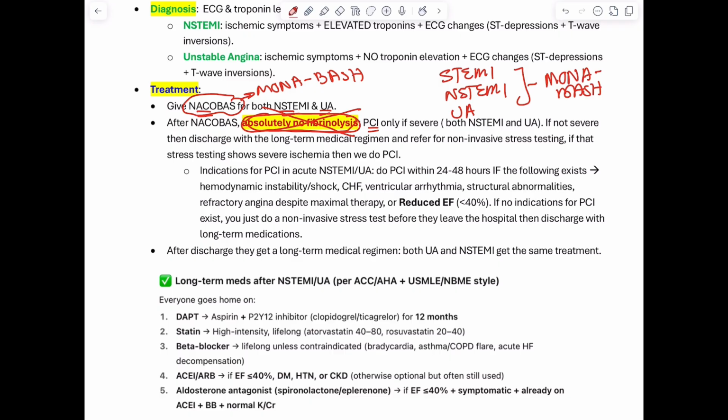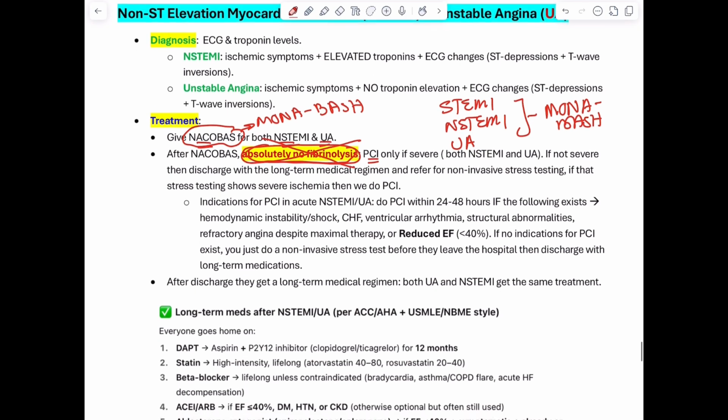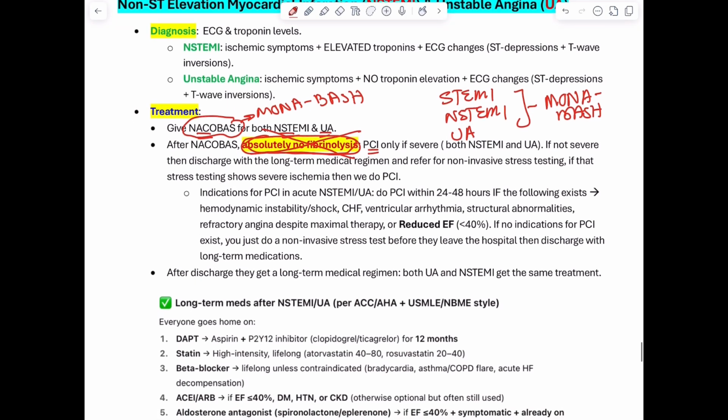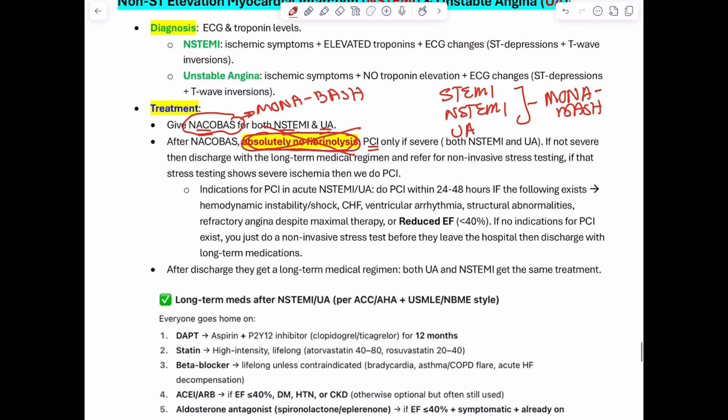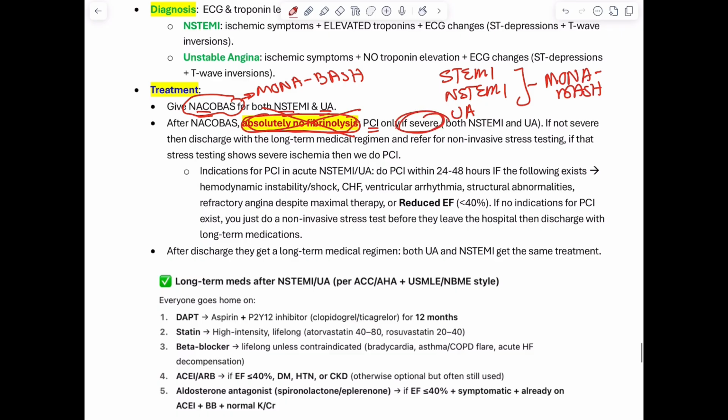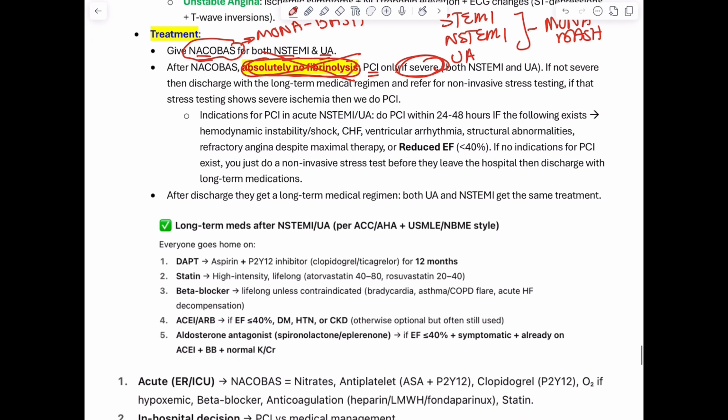So most of your patients who have NSTEMI or unstable angina, they're going to get the MONA BASH, and then they're going to move on to the chronic treatment, just like the chronic treatment for a STEMI. Sometimes if it's really, really bad, you'll do a PCI, but most of the time they don't get a PCI or fibrinolysis, okay?